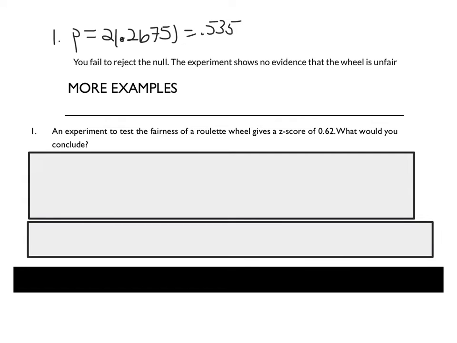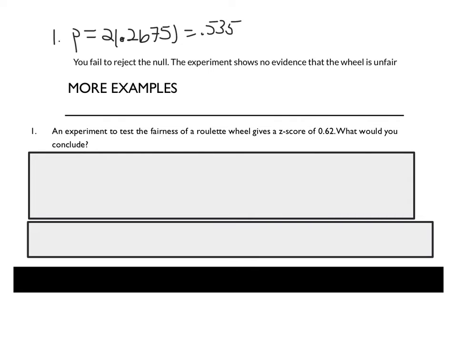Because it would be a right shade on the positive side, we're going to subtract that answer from 1, and then we will multiply it by 2. So when we do so, we should get a p-value of about 0.535. And we would fail to reject the null because 0.535 is greater than 5%. And we would say the experiment shows no evidence that the wheel is unfair.